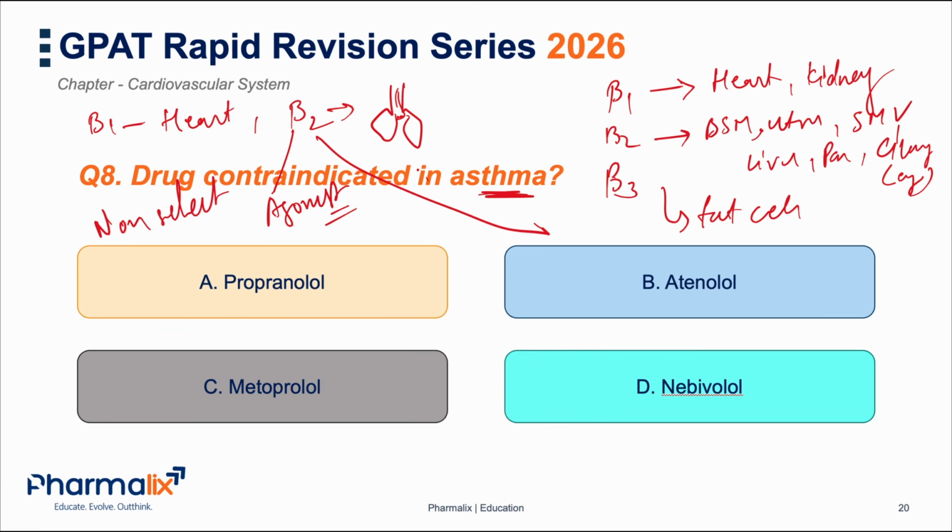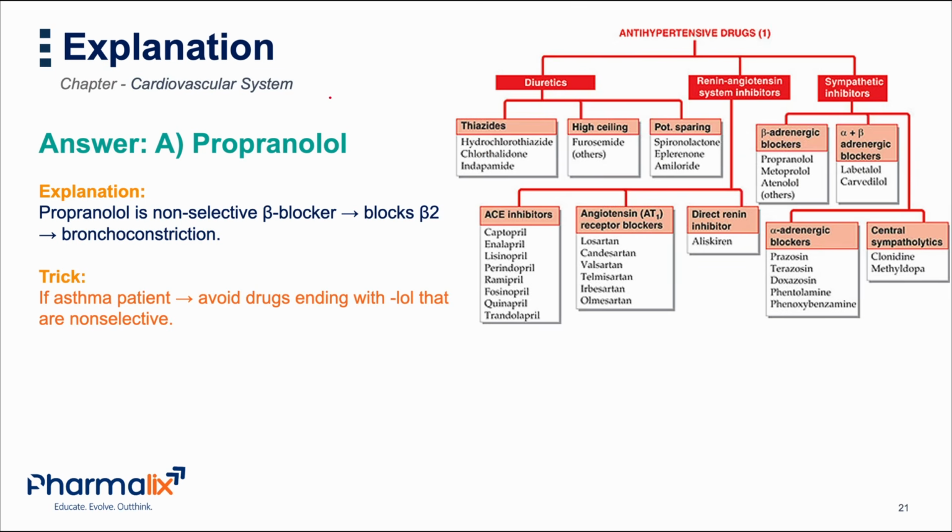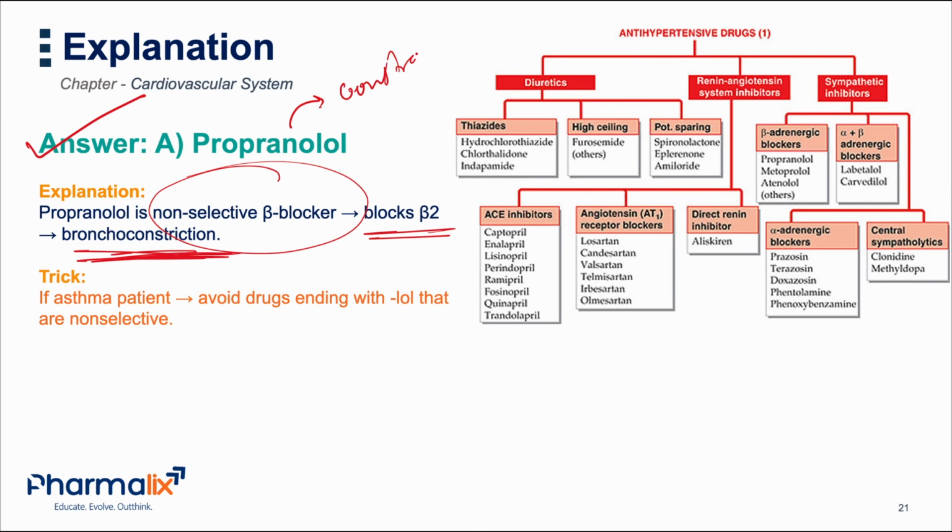So let's answer. Will it be propranolol, atenolol, metoprolol, or nebivolol? The correct answer is propranolol. Propranolol is a non-selective beta blocker, blocks beta 2 and causes bronchoconstriction, and that is why propranolol is contraindicated in asthma.